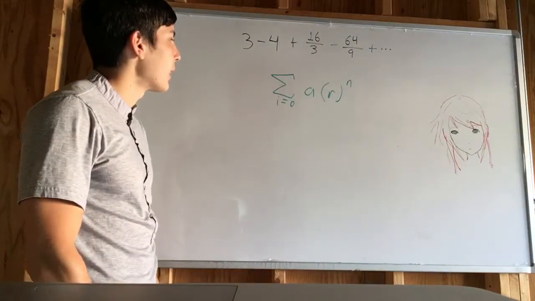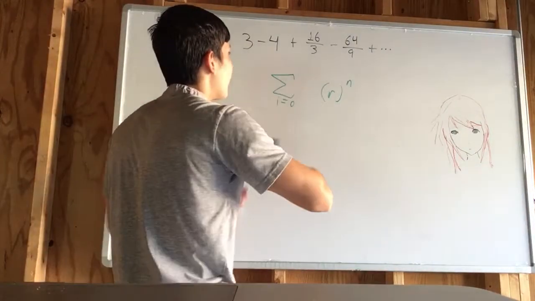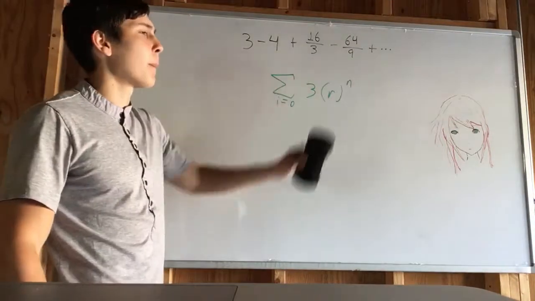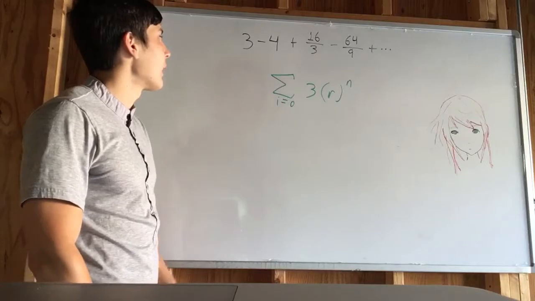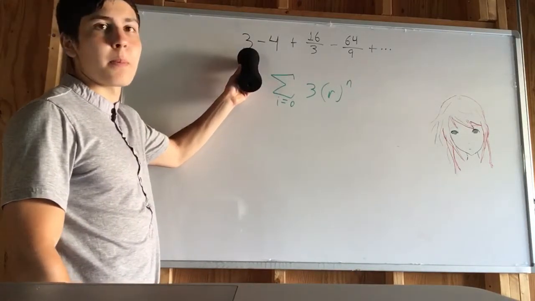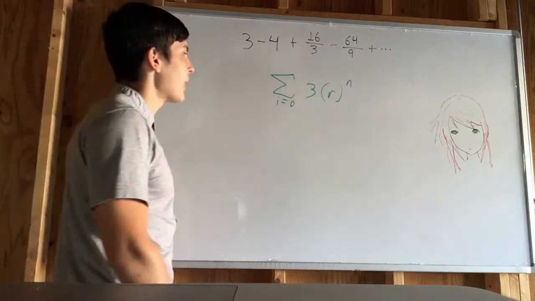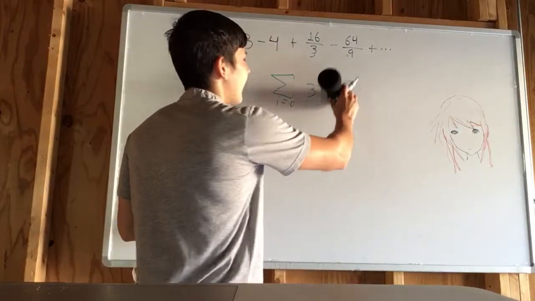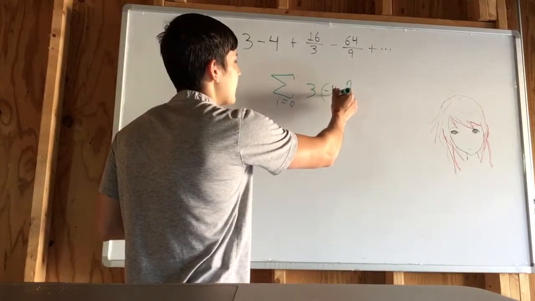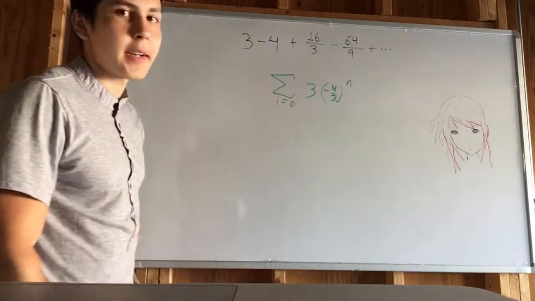So then, how do we find what r is? We found what a is. What is r? R, we take this term and divide the previous term. So in this case, it would be -4/3. And as you can see, if we multiply by -4/3 in each step, we will get our answer.